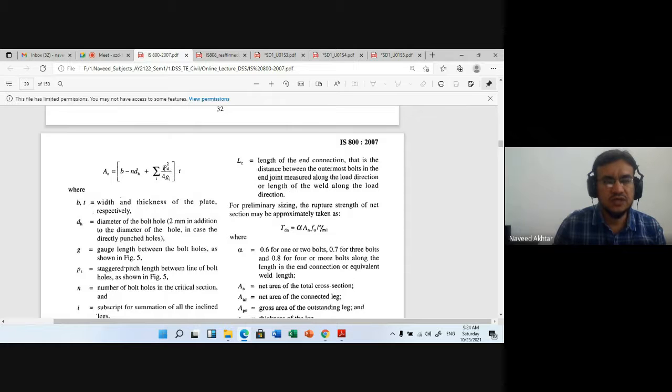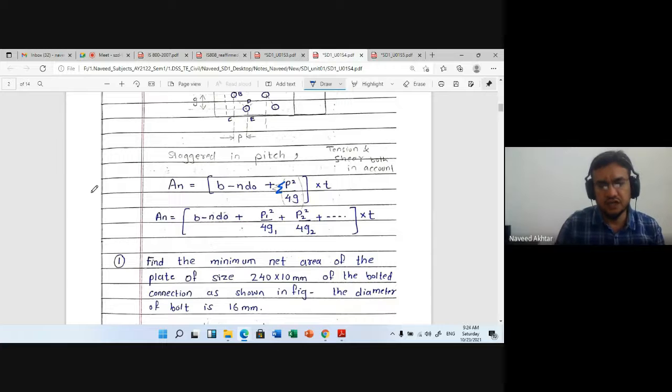Okay, t square upon 4 g into t. So you can modify this formula and write it as An equal to B minus n d0, plus the summation of t square upon 4 g, i equal to 1 to n number of bolts. So An is equal to B minus n d0 plus p1 square upon 4 g1.